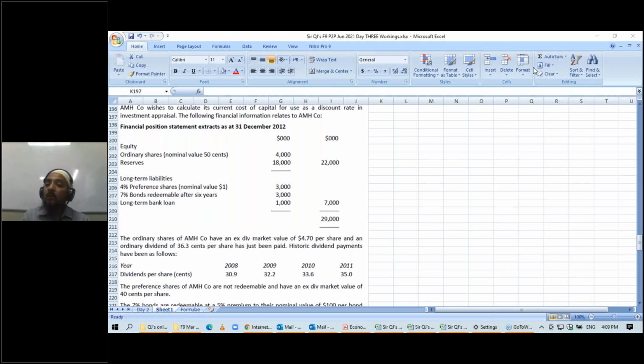So okay, now let's start with the cost of capital work. This was basically a concept on cost of equity and cost of debt, and the impact of the proportion of cost of equity and cost of debt on the weighted average cost of capital. So now we begin with doing the question AMH. Our next question is AMH.